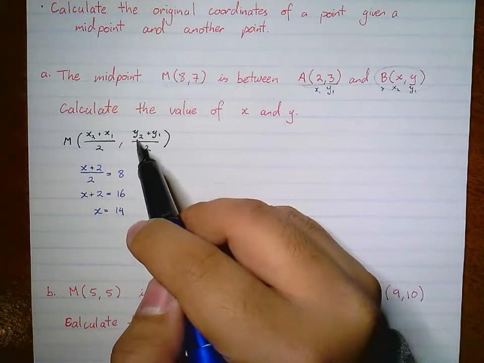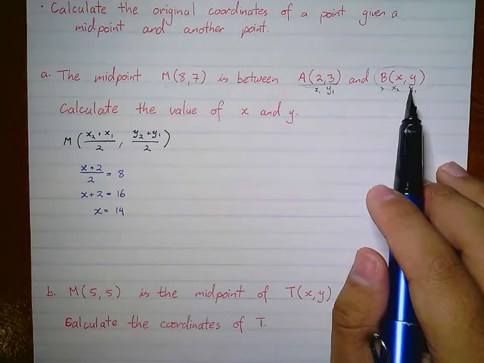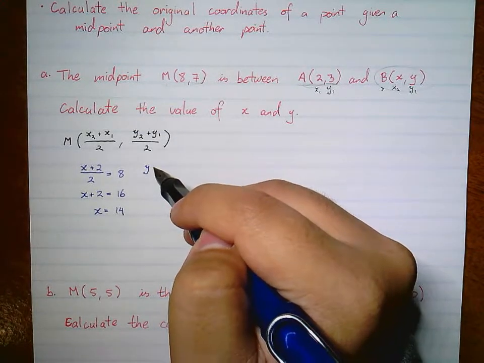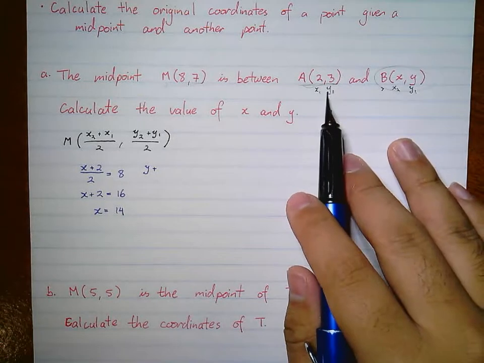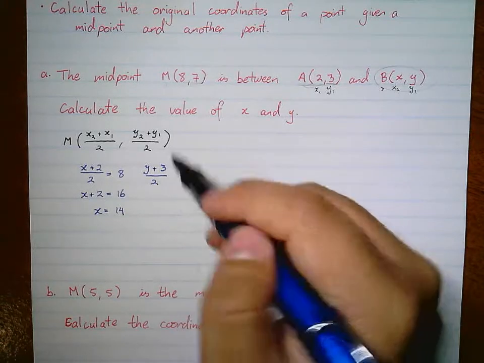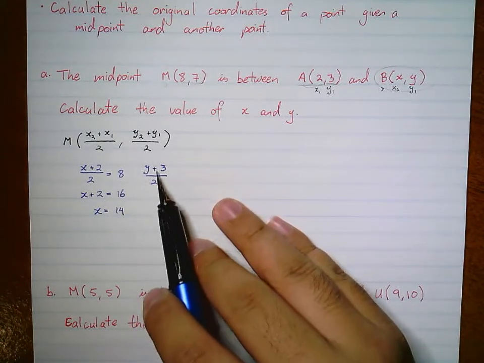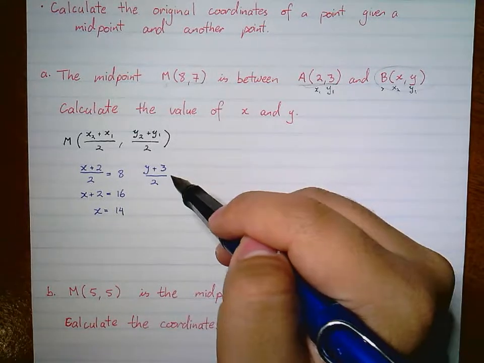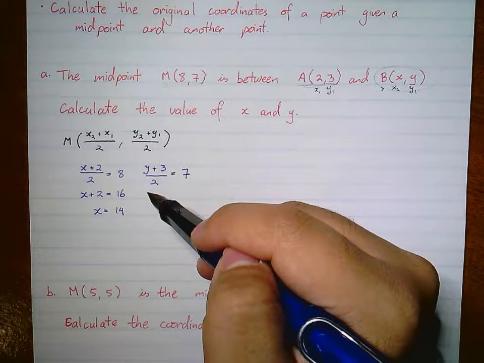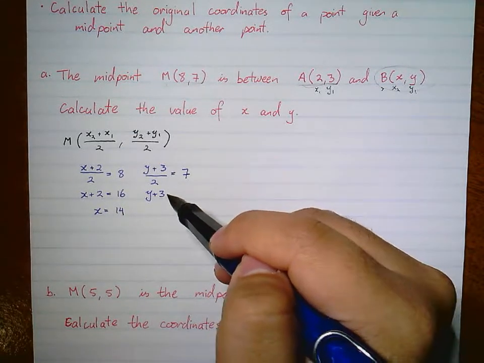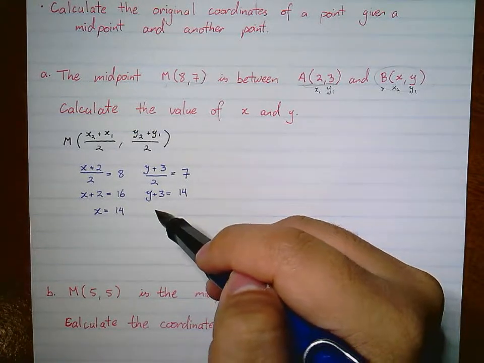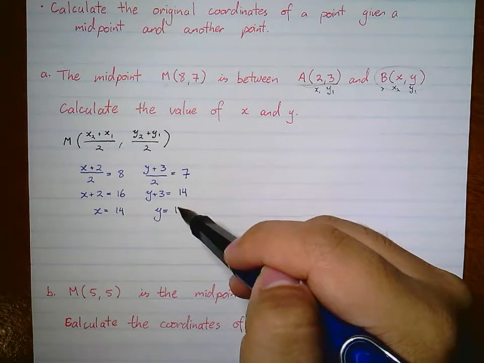We can go about the same process using the y values. So our y2 is actually just still y, plus our y1 is now 3. We're going to divide this value by 2, and we know that this expression will give us the midpoint of 7. Multiplying both sides by 2, we get y plus 3 equals 14. Subtracting 3 from both sides, we get y equals 11.